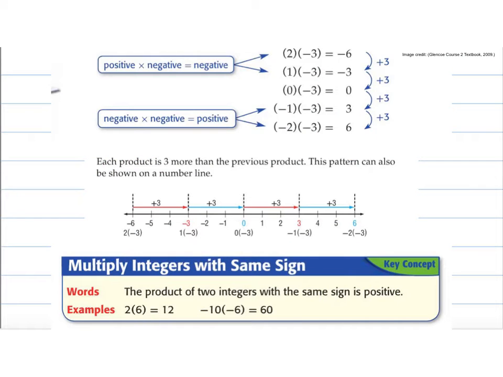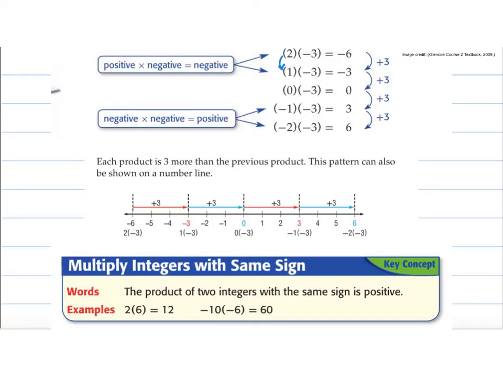Now let's look at this. We have a positive times a negative, which we know is a negative. We just talked about that. So 2 times negative 3 is negative 6. Now if we take 1 less and do 1 times negative 3, our answer is negative 3. If we take 0 times negative 3, anything times 0 is always 0.